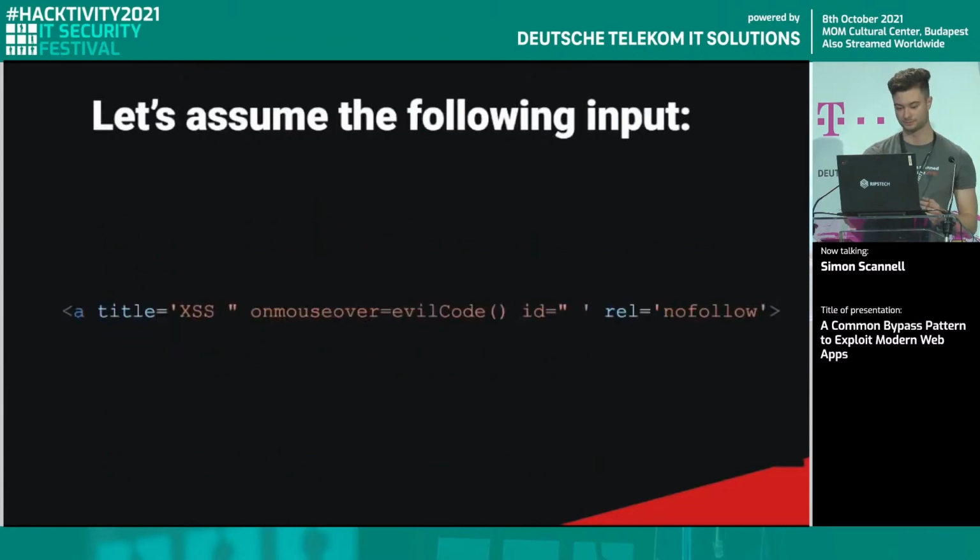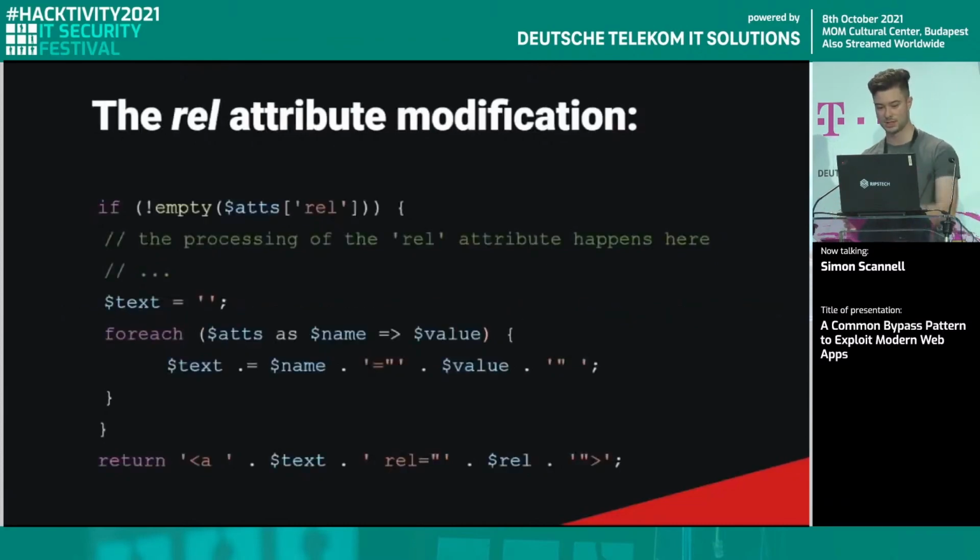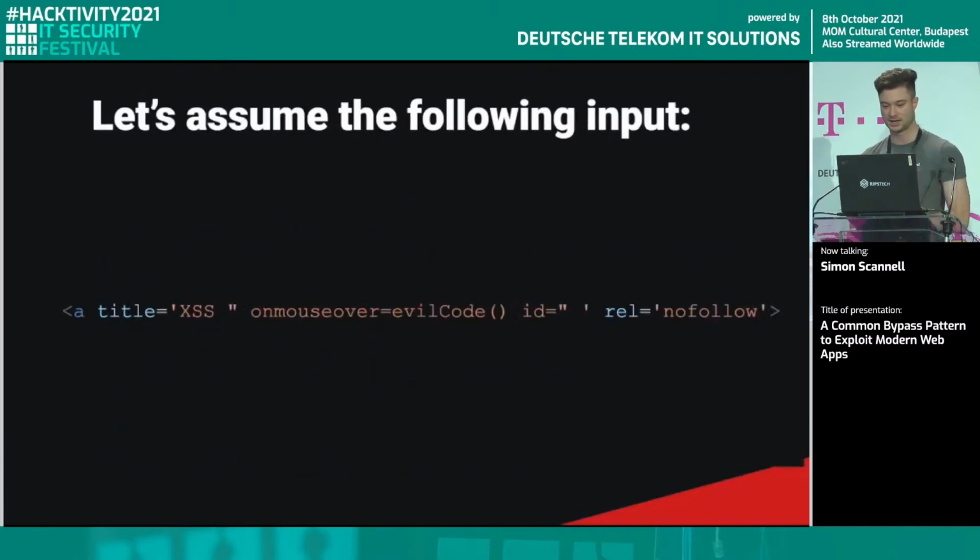Now, what's really interesting about this is that they use double quotes without ever actually encoding the attribute value again. And in this case, let's assume an input where a title attribute, which any user can just use in their A tags, contains XSS, and then it contains a double quote, and then it uses the onmouseover equals evil code. Evil code just represents your payload, and it has an id equals and another double quote. And this entire thing is wrapped in single quotes. This is pretty important to notice just for the following steps.